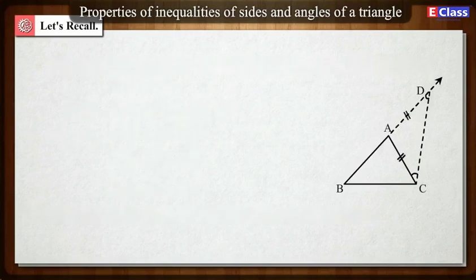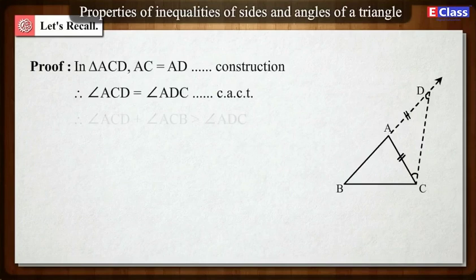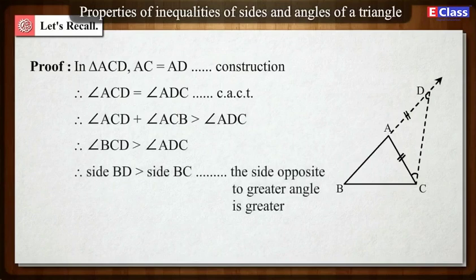Proof: in triangle ACD, AC is equal to AD by construction. Therefore, angle ACD is equal to angle ADC by CACT. Therefore, angle ACD plus angle ACB is greater than angle ADC. Therefore, angle BCD is greater than angle ADC. Therefore, side BD is greater than side BC, as the side opposite to greater angle is greater.